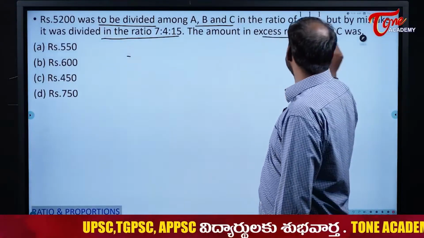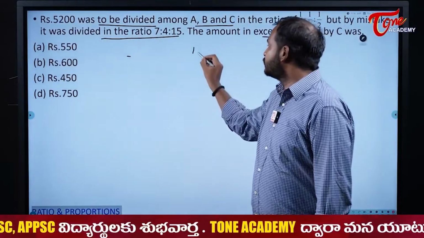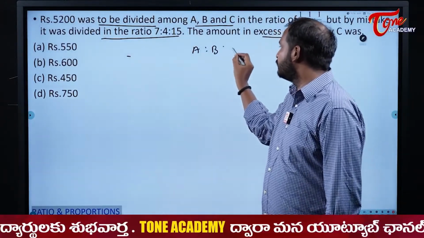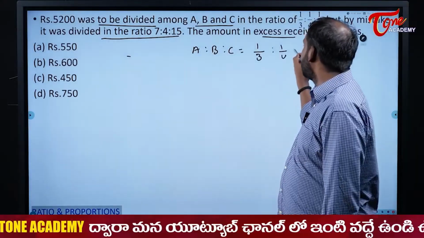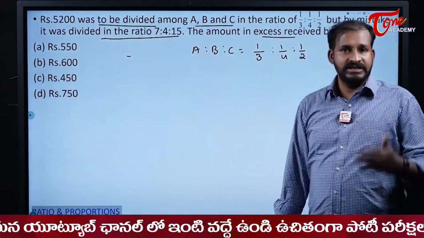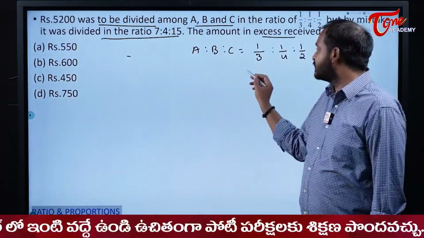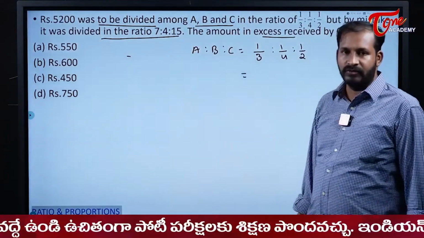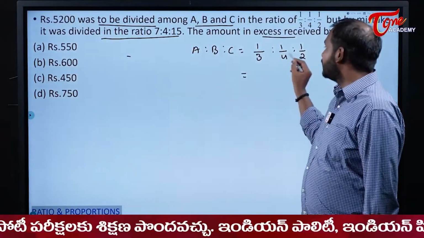The amount in excess received by C was, okay, see here students, actually A is to B is to C. In what ratio should they divide here? Actually speaking, they should divide in the ratio of 1/3:1/4:1/2. So our first goal here is to change them into the normal form. From p by q form, we will change it into the normal form. How can we change? By taking the LCM of 3, 4 and 2. What is the LCM of 3, 4 and 2? We have 12. Right? So I will multiply each one with 12.